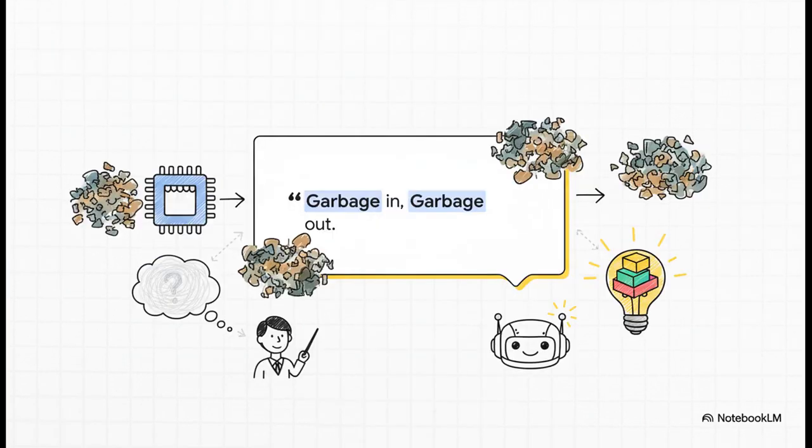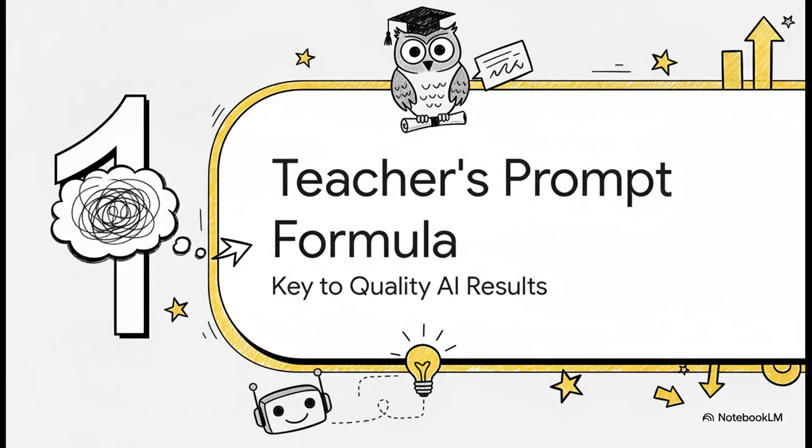It really all boils down to this classic idea from the world of computing. The quality of what you get out of an AI is 100% dependent on the quality of what you put in. So if you give it vague instructions, you're going to get vague results. But the great news is we can learn to give it amazing instructions. And that is exactly where this comes in.